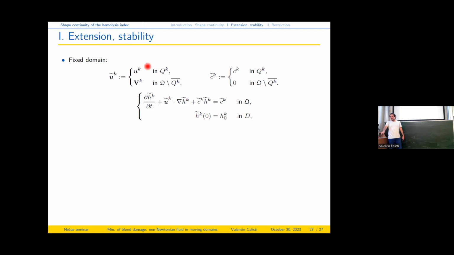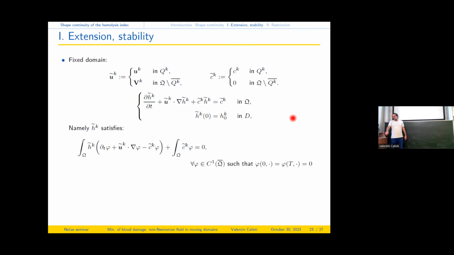So for the extension, it is as before. I extend the velocity field with the velocity imposed to the domain. The source term is extended by 0, and this is necessary to have some property. And then extending also the hemolysis by 0, we can show that it is a solution to this problem. Written with the variational formulation, it will look like this.